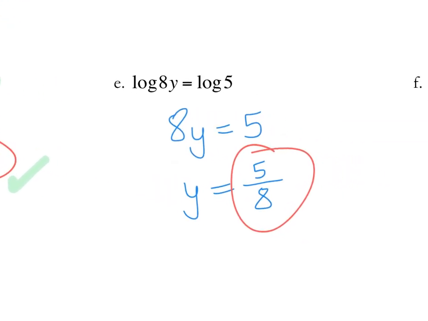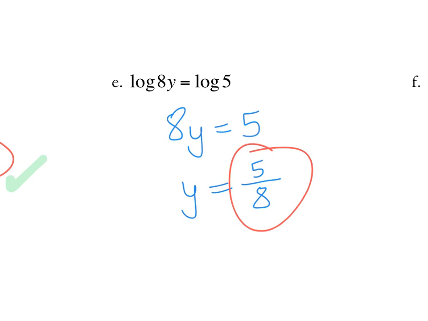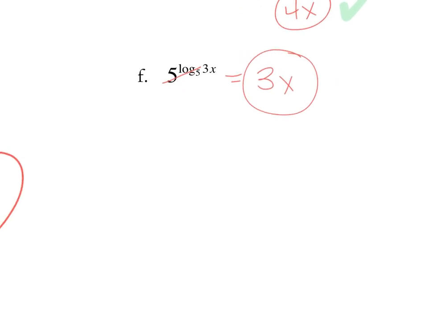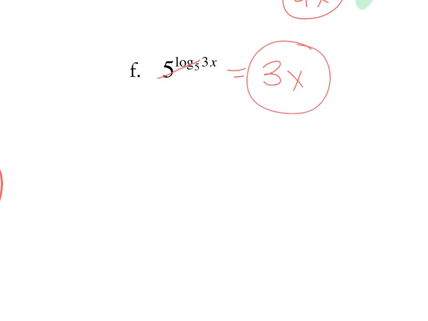E behaves similarly. I know that I'm taking the log of 8y and the log of 5 on both sides of the equation. So I go ahead and set 8y equal to 5, solve, and y equals 5/8. And finally, I have another problem where the exponential base and the log base are the same. They cancel each other out, and I'm left with 3x.